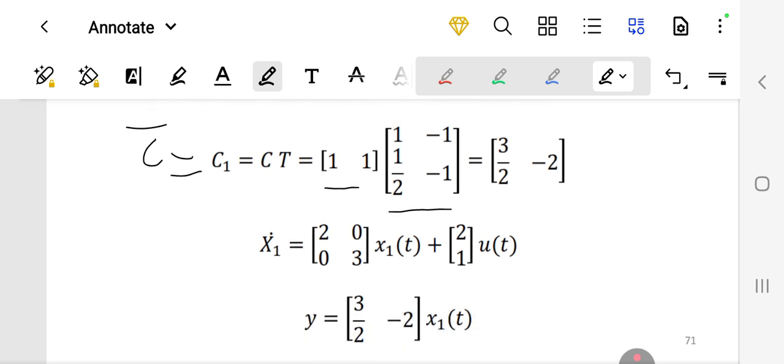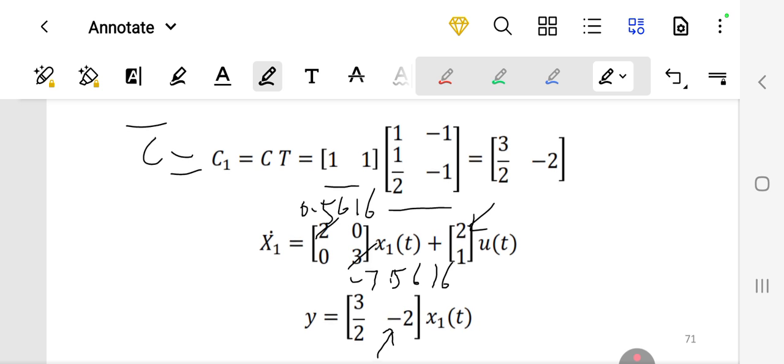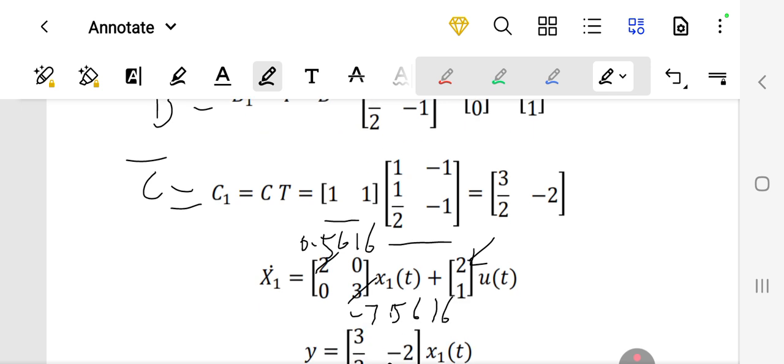Now we have the new state space model: 0.5616 and here negative 3.5616. And we also need to recalculate the B and C matrices. This is the new state space model and we have now finished this example.